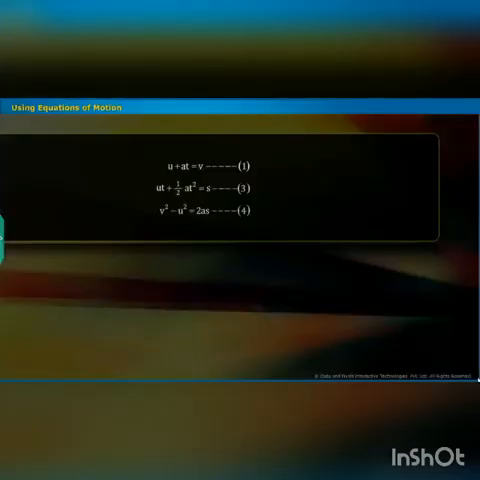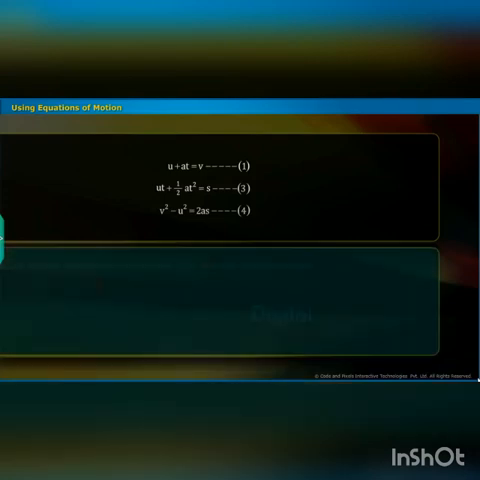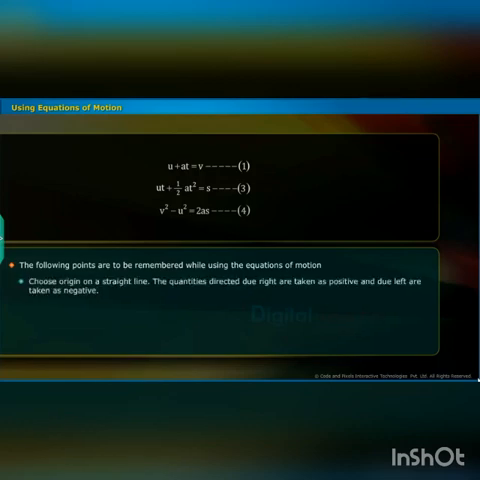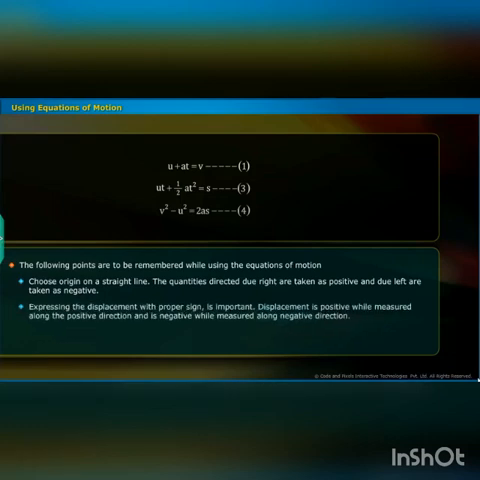Now, let us study a few important points that ought to be remembered while using the equations of motion. Choose an origin on a straight line. The quantities directed due right are taken as positive and due left are taken as negative. Expressing the displacement with proper sign is important. Displacement is positive when measured along the positive direction and is negative when measured along the negative direction.